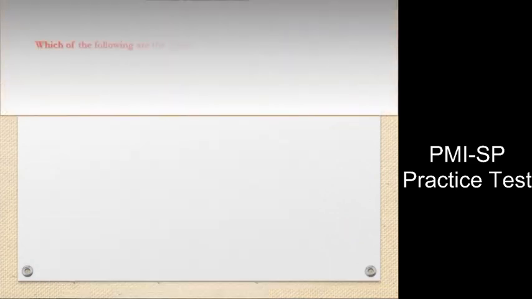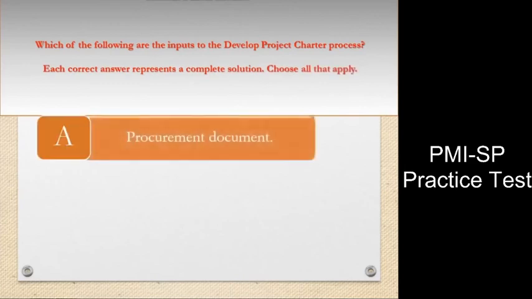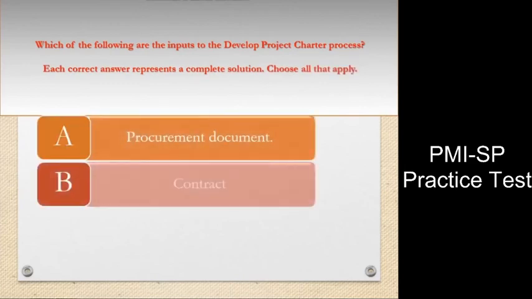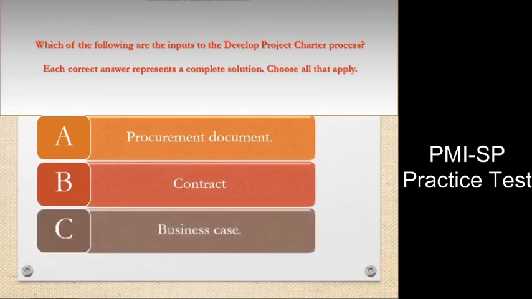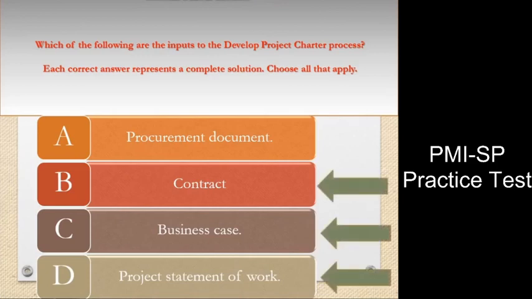Question: Which of the following are the inputs to the Develop Project Charter process? Each correct answer represents a complete solution. Choose all that apply. A. Procurement document. B. Contract. C. Business case. D. Project statement of work. Answer: B, C, D.